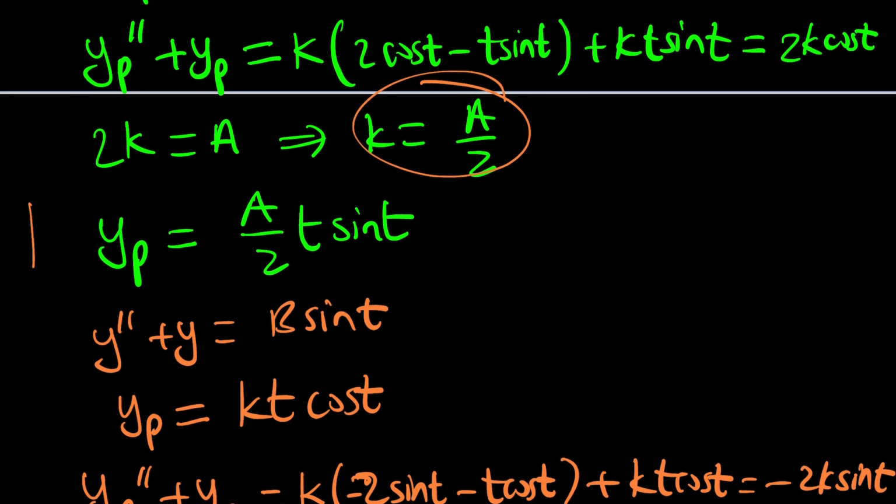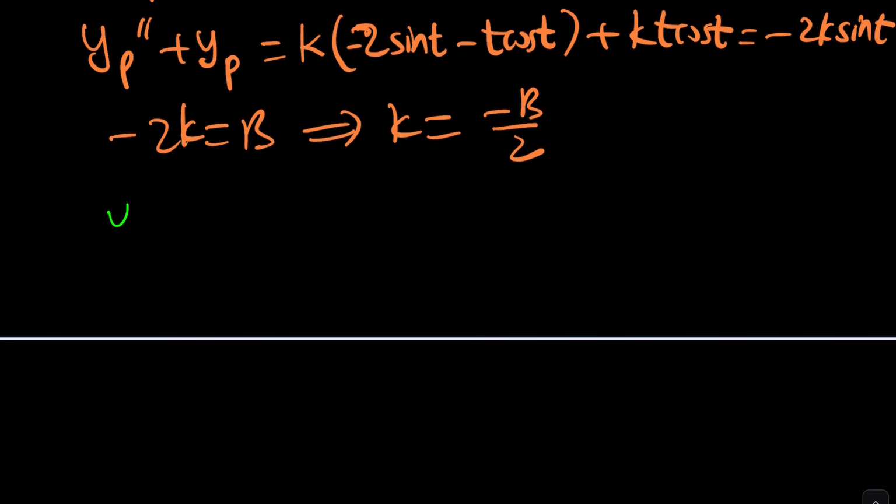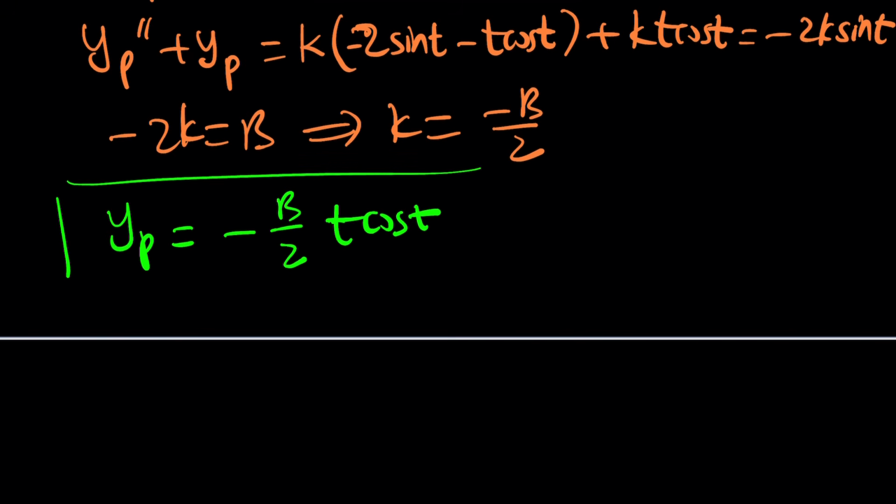And of course, the third piece of our particular solution is going to look like this. Negative b over 2 multiplied by t cosine t. Now here we have to keep the negative sign. We cannot really absorb it into the constant because a and b kind of work together and they come from the problem that we were trying to solve. Okay? Great. Now let's continue with the rest of the problem.